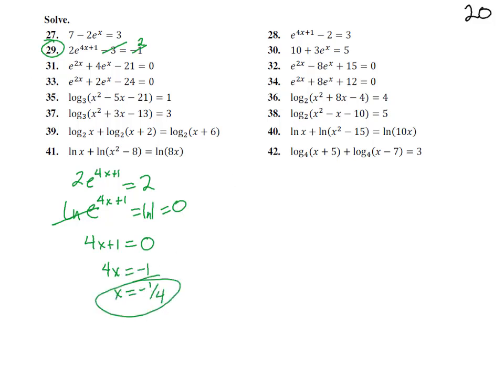Good. Number 30. We have 10 plus 3e to the x equals 5. So we subtract 10 from both sides and we get 3e to the x equals negative 5. Divide both sides by 3. e to the x equals a negative 5/3. And we're going to natural log both sides.